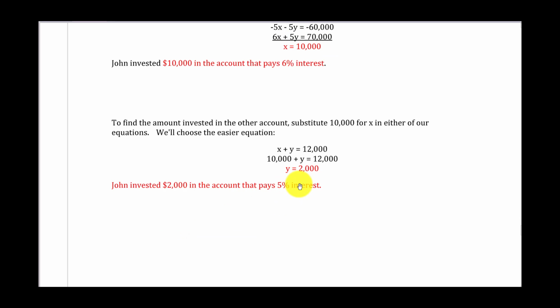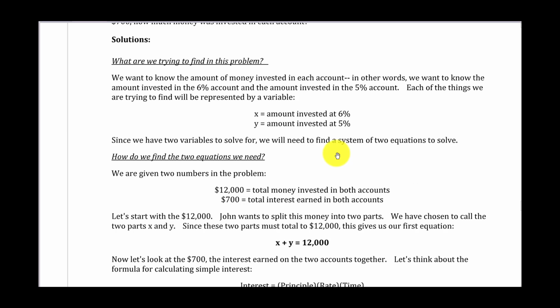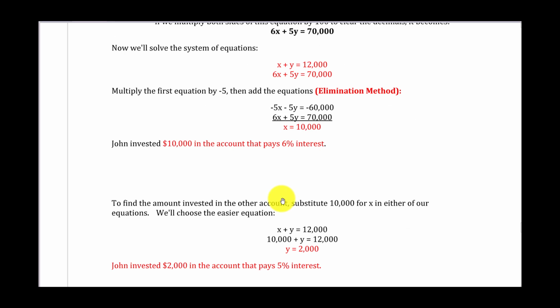And that is how you are solving for this word problem using the system of equations. Make sure that you are using two variables, then you expect to have two different equations that altogether give you a system of equations to solve for x and y.